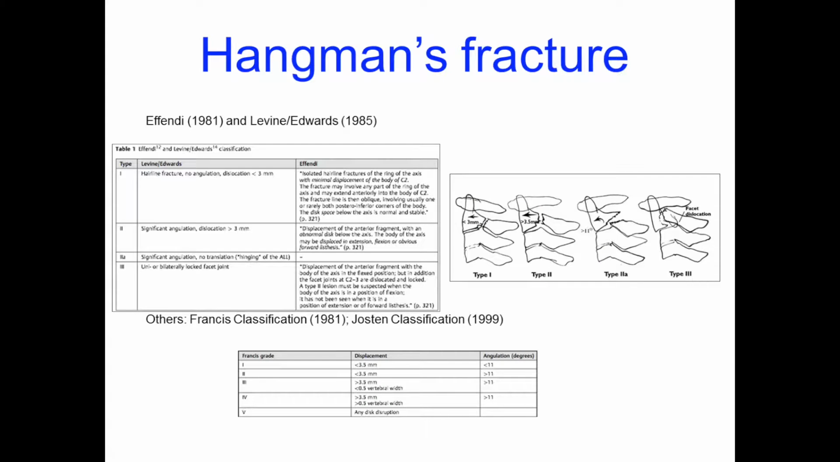Okay, we can go on to Hangman's fractures. The classification most commonly used was first described by Effendi in 1981 and then modified by Levine and Edwards in 1985. Diagrammatically here, type 1, 2, 2A, and 3: we have an undisplaced fracture, a displaced fracture with more than 3 to 4 millimeters, no displacement with severe angulation, and then a fracture with facet dislocation. There are other classifications out there, a Francis classification, a Josten classification, but I think this is the one that we need to focus on and need to know.